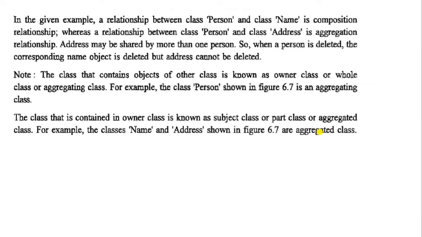Okay, the class that contains an object of another class is known as an owner class, or whole class, or aggregating class. For example, the class person is an owner class, and the class that is contained in the owner class is known as a subject class, or part class, or aggregated class. For example, the classes name and address are the aggregated classes.